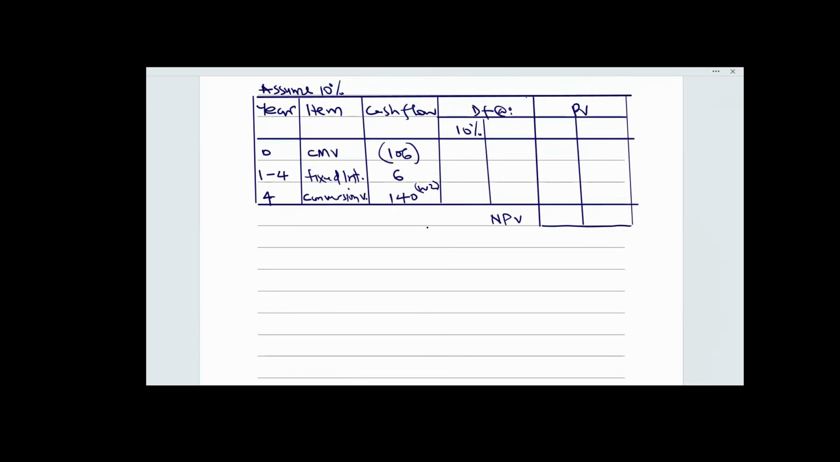Okay. All right then. So we determine the discount factor at 10% for year 0, which is 1. Annuity factor of year 1 to 4 at 10% will give us 3.170. So use your calculator at your end. You must get the same thing.